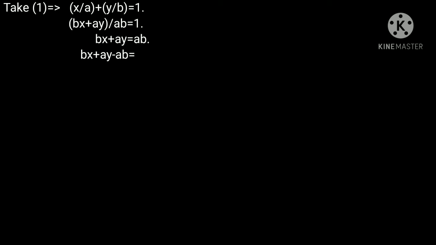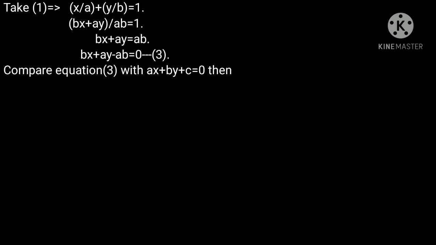Take equation 1: x by a plus y by b equal to 1. Now we will convert this equation into general form. Taking LCM as ab, then bx plus ay by ab equal to 1, bx plus ay equal to ab, finally bx plus ay minus ab equal to 0. This is equation number 3. Compare the above equation number 3 with Ax plus By plus C equal to 0, then A equal to b, B equal to a, and C equal to minus ab.